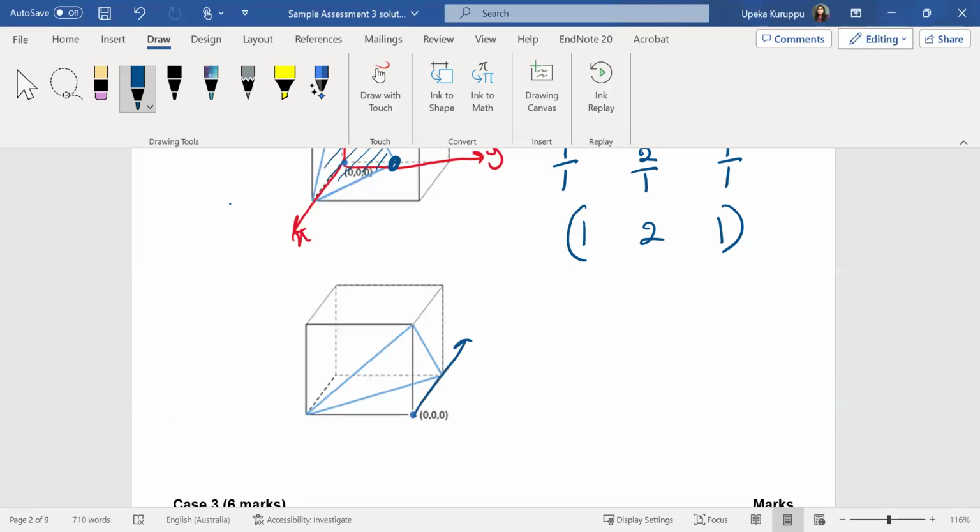So I can have them like this. Can I have them like this? So x, y, and it is fulfilling the right hand rule. Can I do like this? Can I do like this?